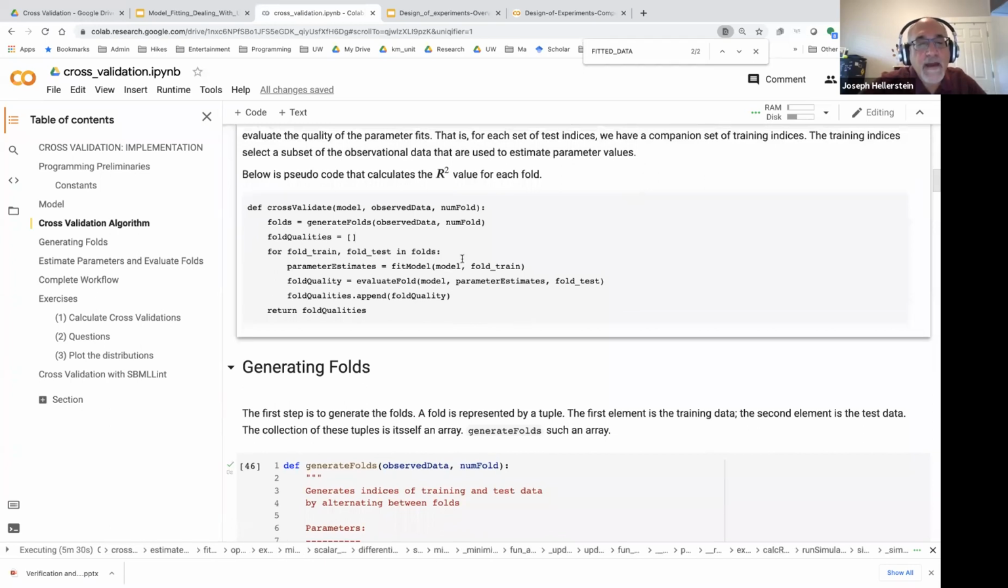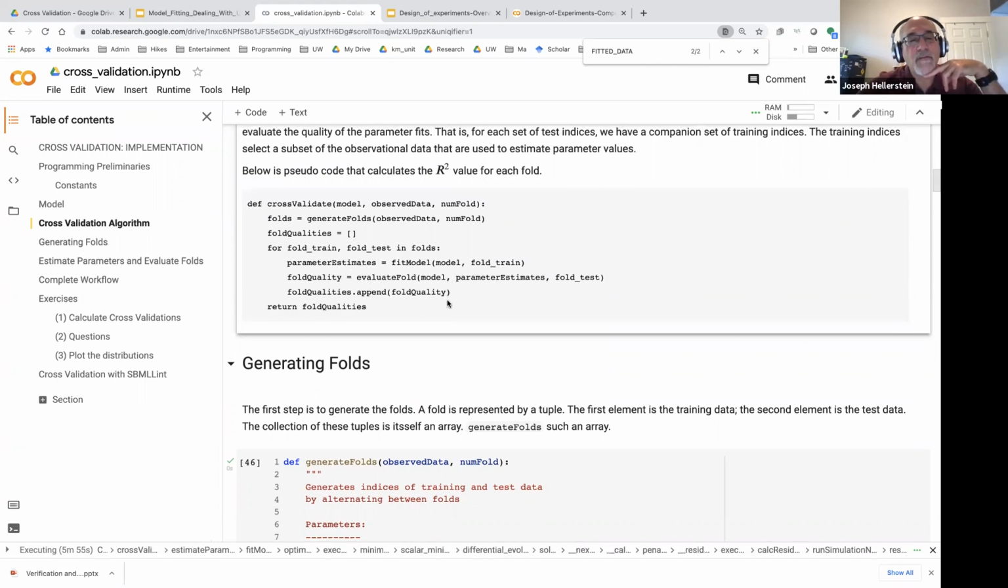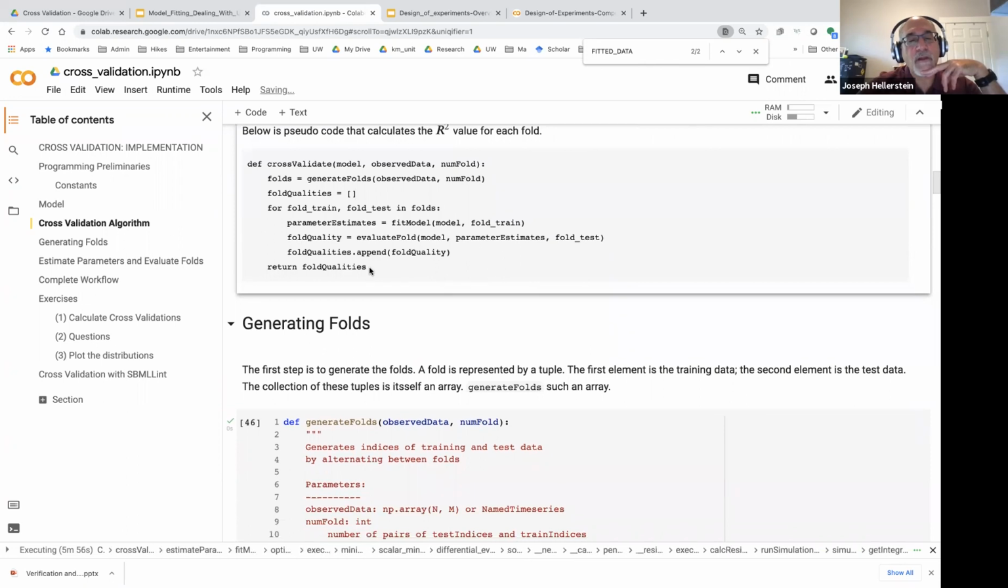Okay, so back to the algorithm over here. We got the parameter estimates from the training set. Then we're using the test data: we've got the model, the parameter estimates, and the fold for the test. That's going to give our estimate of model quality. I typically use R squared, and then we keep track of the list of those model qualities. What we're going to return then is a set of model qualities.